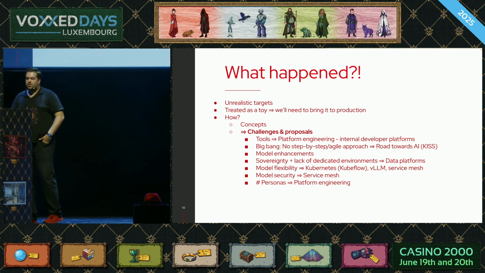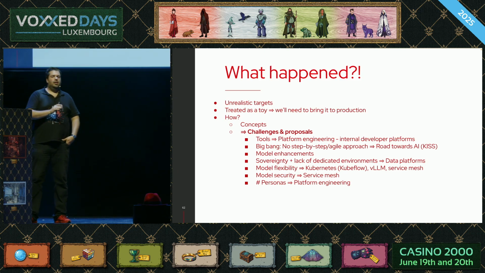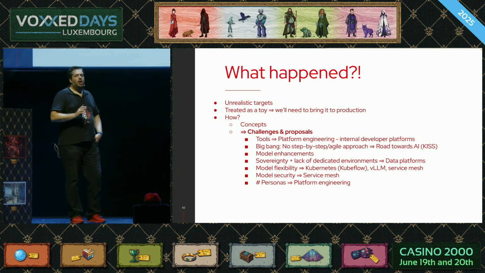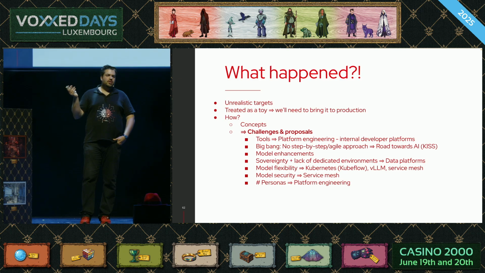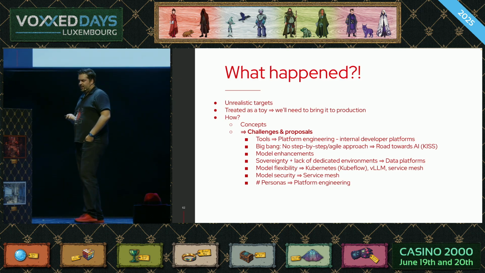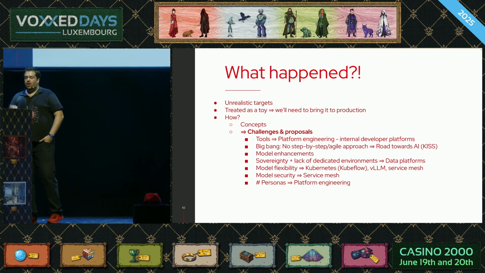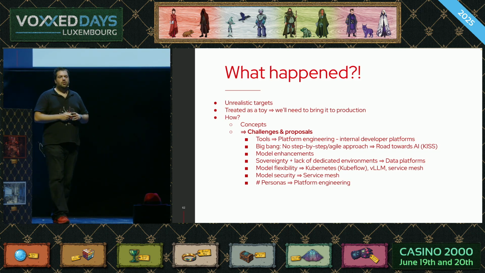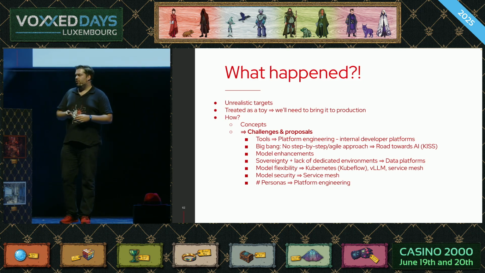The model enhancements we talked about: data and AI sovereignty will be more and more important, especially if you see what can happen in countries like the United States nowadays. Model flexibility, again important there for the capabilities and regulation-wise. Model security, model deployment strategies, and bringing together the different personas with platform engineering.